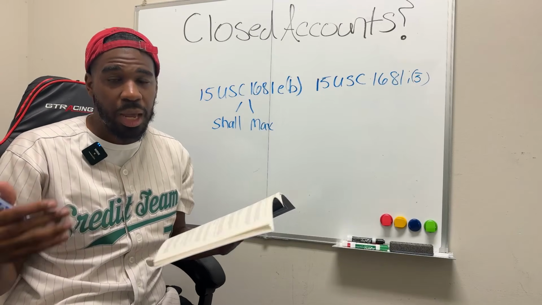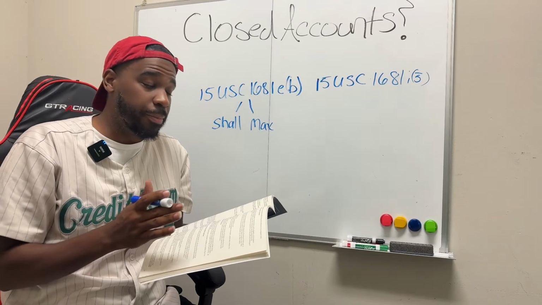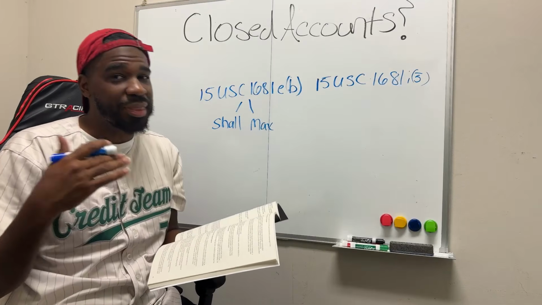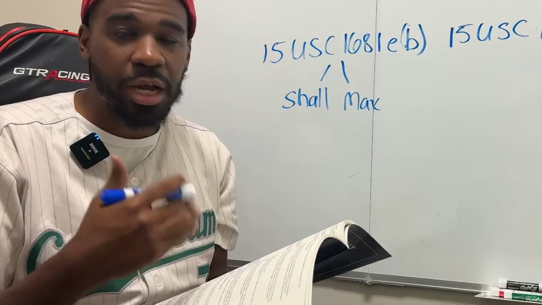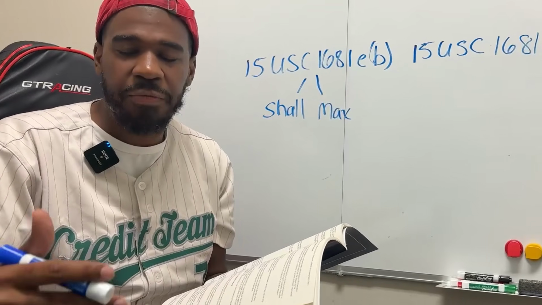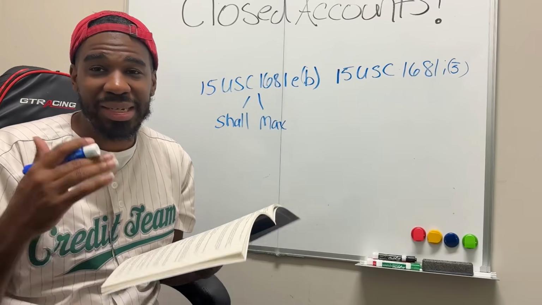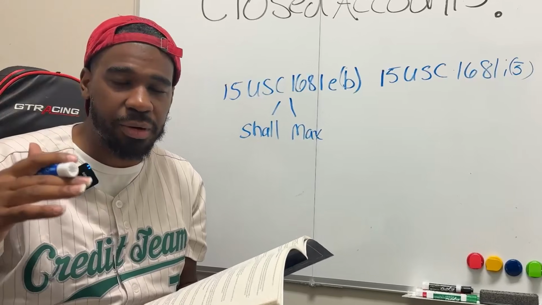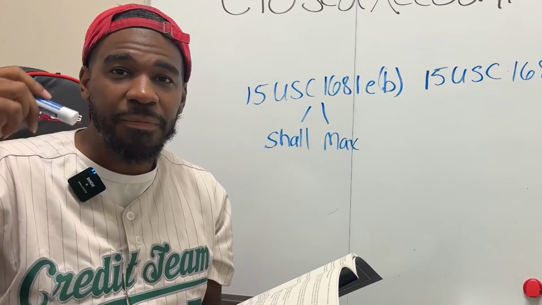And when you compare your reports from last month to this month, did they modify the information? Did they update? Did they fix it? Because it's their duty to fix it. Did they fix the balance? Did they fix the open date? Did they fix the date of last activity? Did they fix the payment history? Did they fix anything that is inaccurate? If they didn't, violation.